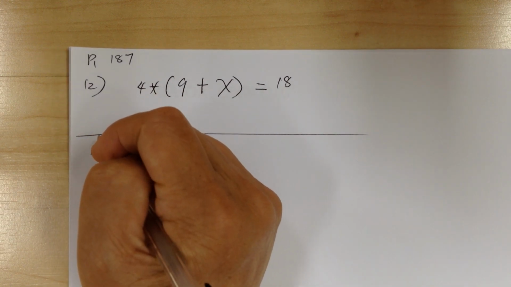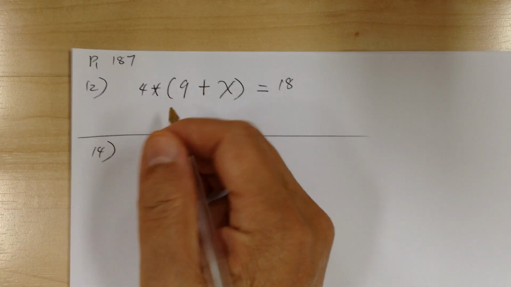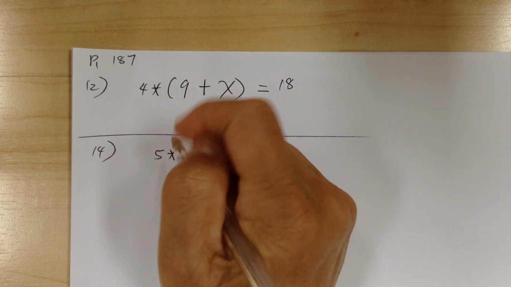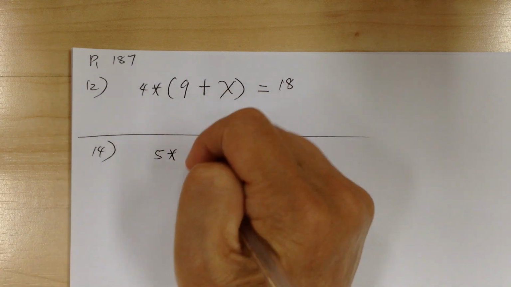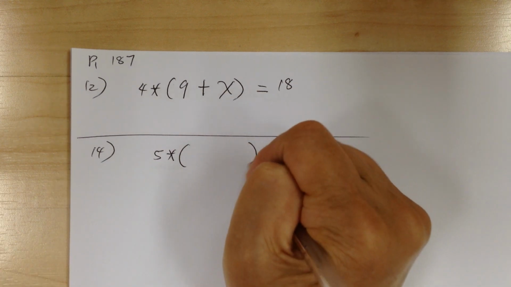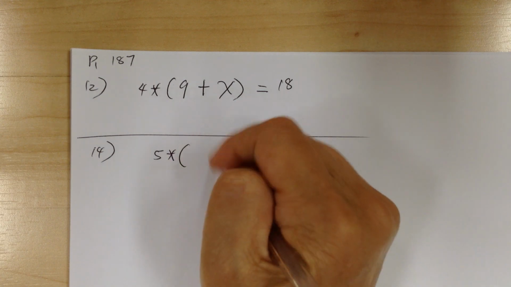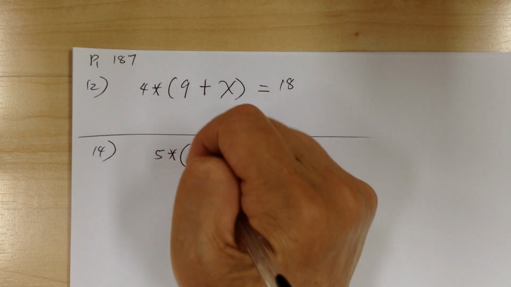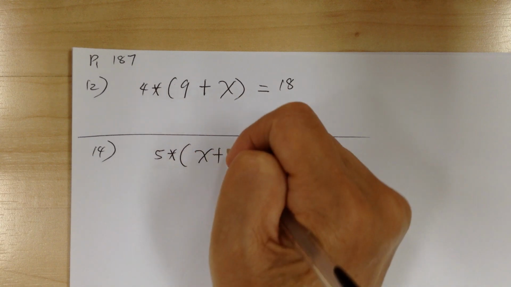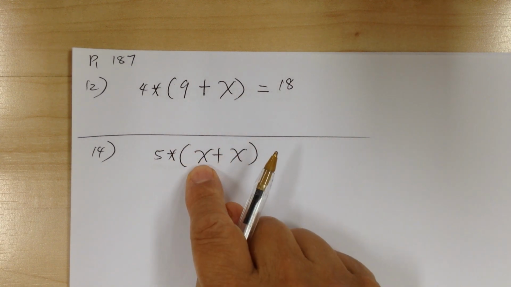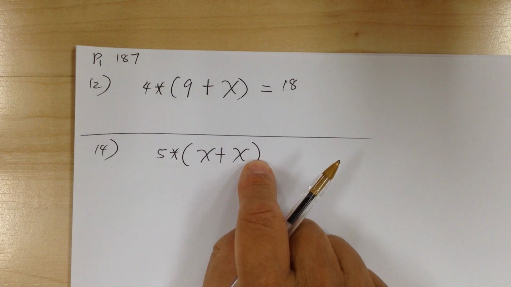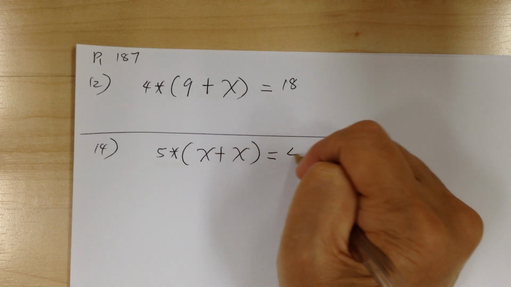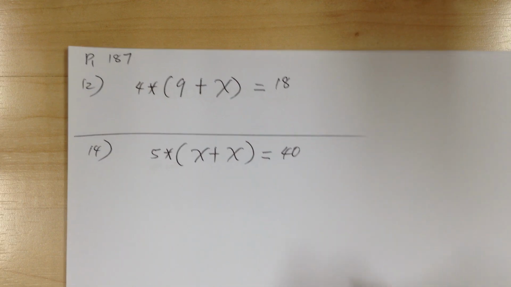Number 14. It says 5, and 5 means 5. Times means multiply. The sum, again, there's more than one item, so you have to use parentheses. So 5 times the sum, and the sum means plus, the sum of an unknown number and itself, is means equal to 40. That's it.